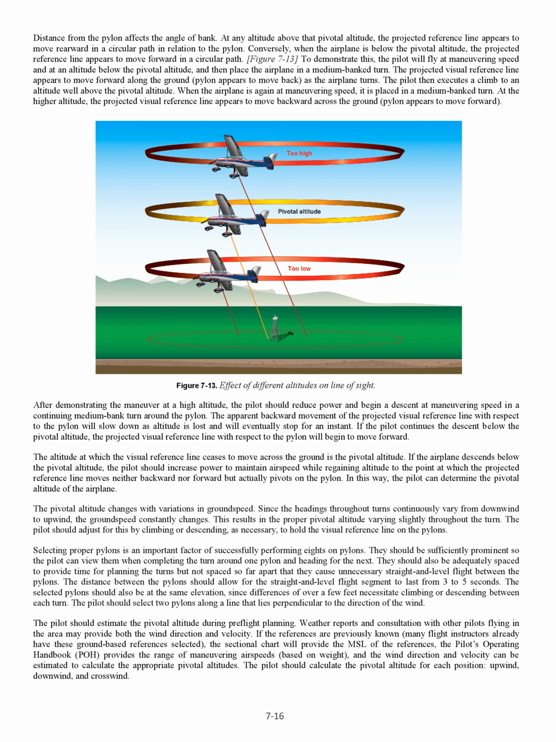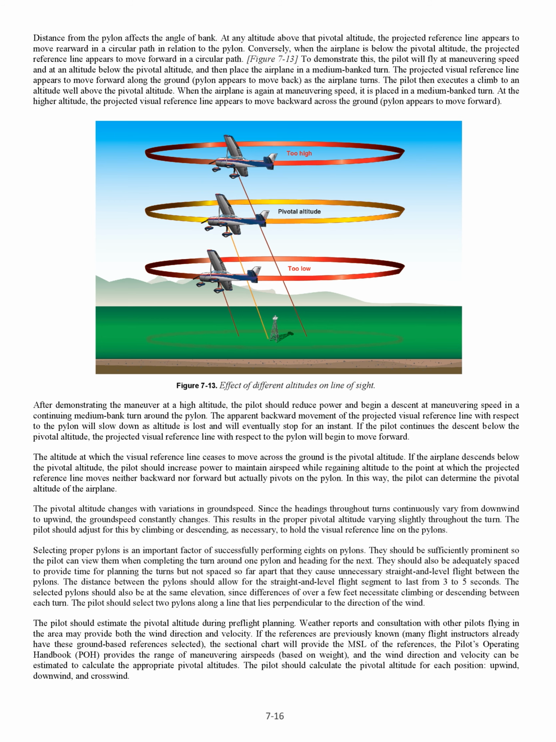The altitude at which the visual reference line ceases to move across the ground is the pivotal altitude. If the airplane descends below the pivotal altitude, the pilot should increase power to maintain airspeed while regaining altitude to the point at which the projected reference line moves neither backward nor forward but actually pivots on the pylon. In this way, the pilot can determine the pivotal altitude of the airplane.